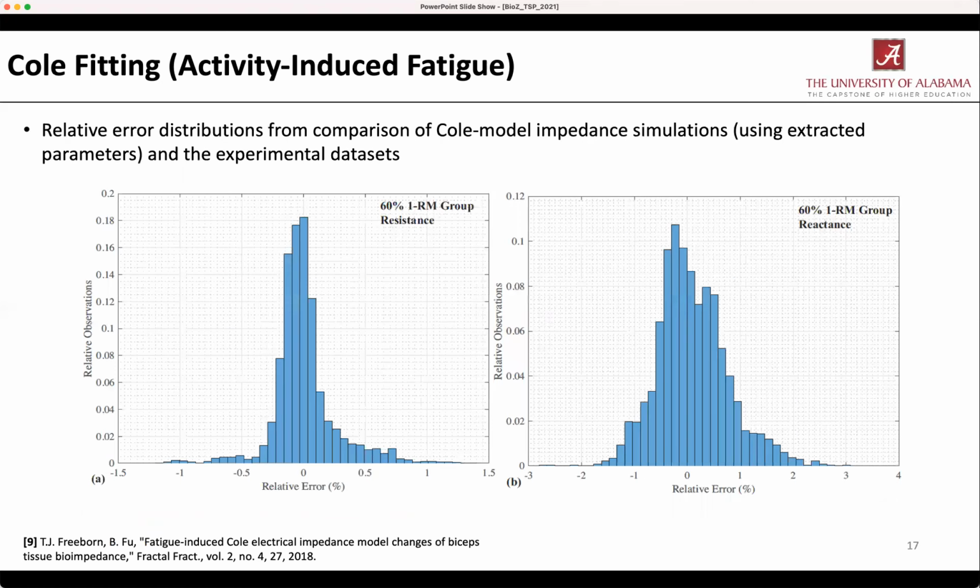Okay, how well does it fit though? Visually, it looked great. When we do a comparison for all of our participants in that 60% 1RM group for our initial concentric study, we see errors less than 1% for the vast majority of our data, less than 2% for the reactance. So that model is a good fit for these individual data points. Very accurate, it's doing a good job.